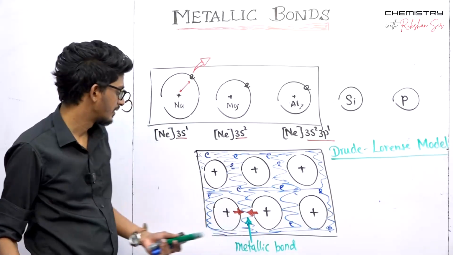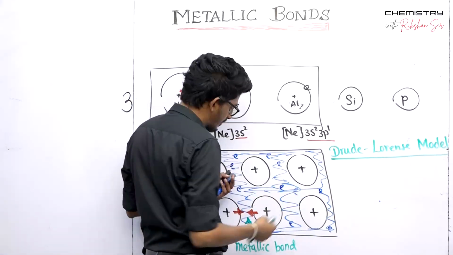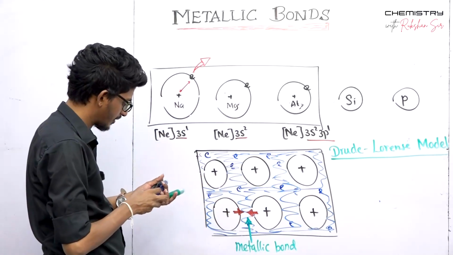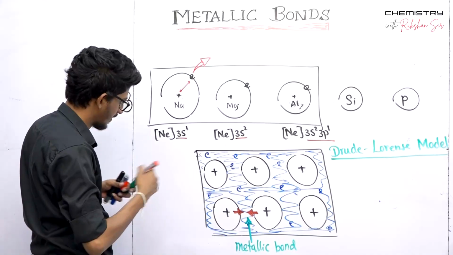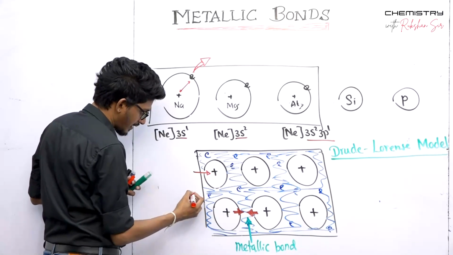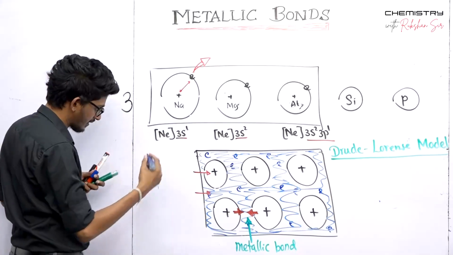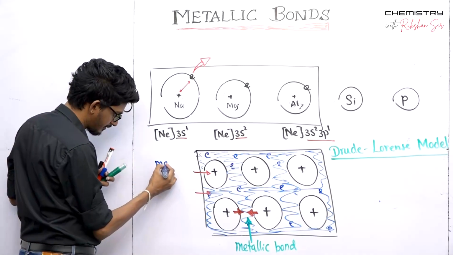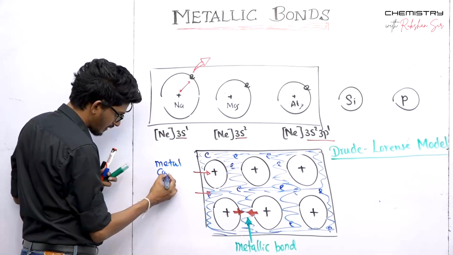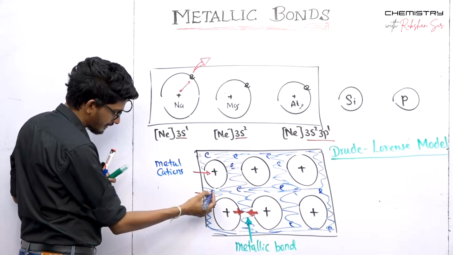So you can mark this. You have the electron sea here and the positive cations appearing here. These are the cations, the metal cations, and this is the electron sea.